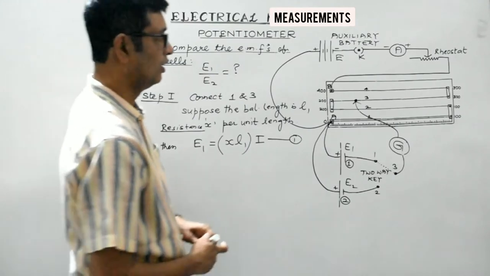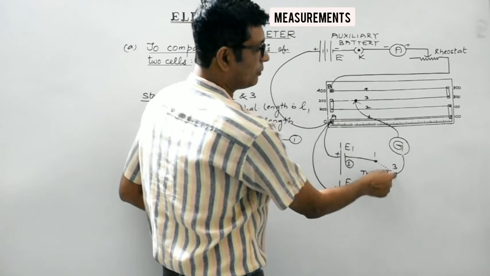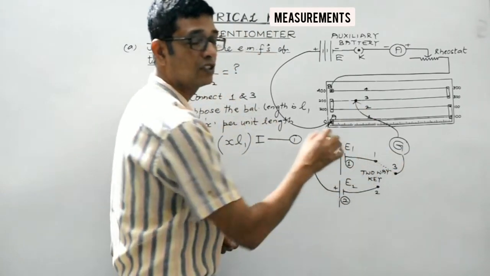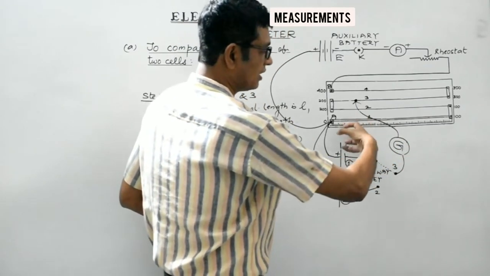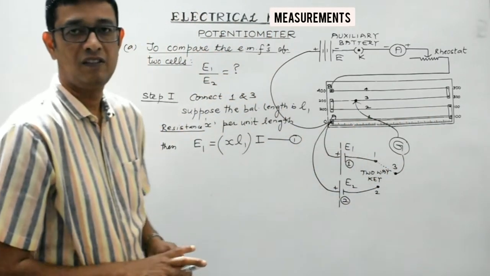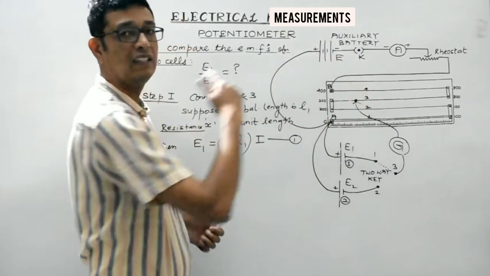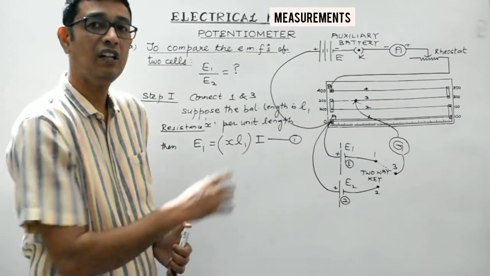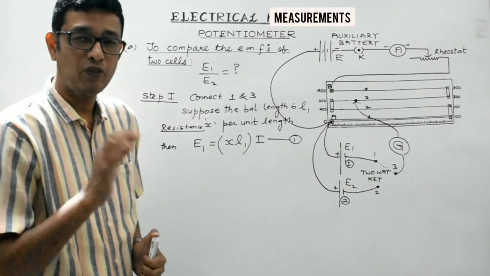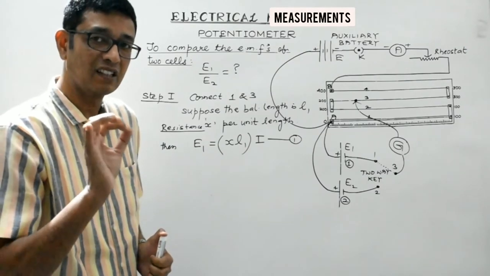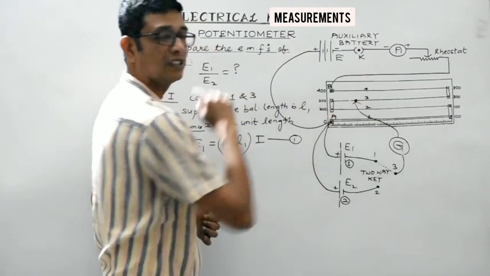Clear, students? So at this point, the point over here and here, they are at the constant potential. That is the reason why the galvanometer shows zero deflection. That is, no current flows through it, so no current is being drawn from this particular cell. The EMF of this cell is balancing the potential drop across the length of the wire due to this auxiliary battery. So L1 is the balancing length and X is the resistance offered per unit length of this standard resistance wire.